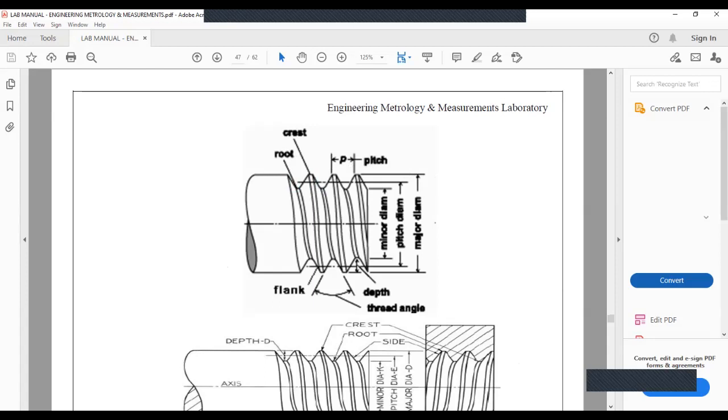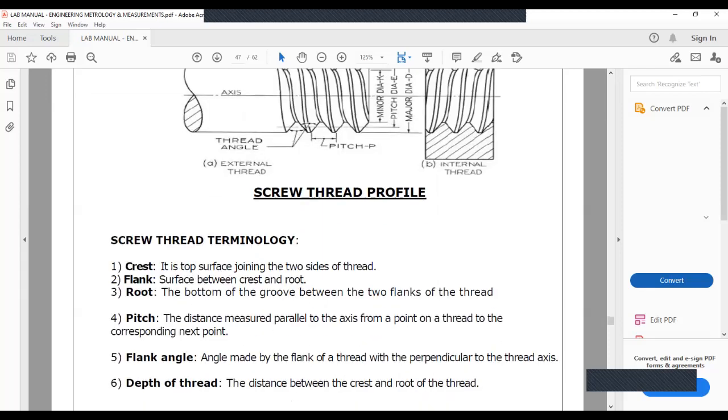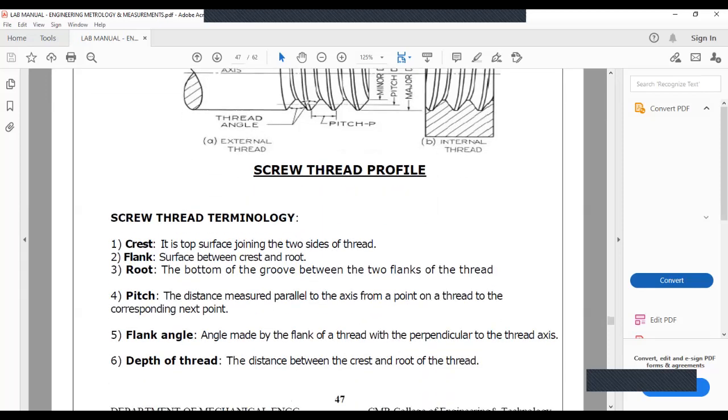Nothing but here, crest is the topmost portion of the screw thread. Within the figure, you can clearly observe the topmost portion is a crest. So that's why its top surface joining the two sides of the thread is considered as a crest. So crest is one part of the screw thread which joins the two sides of the thread.